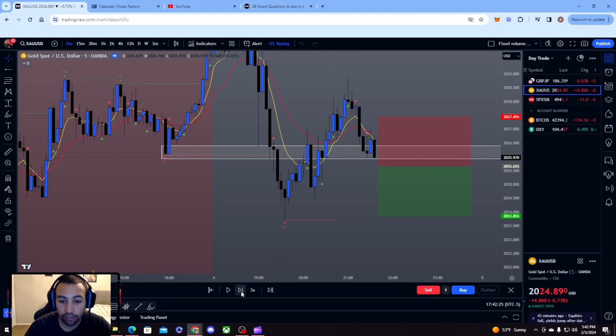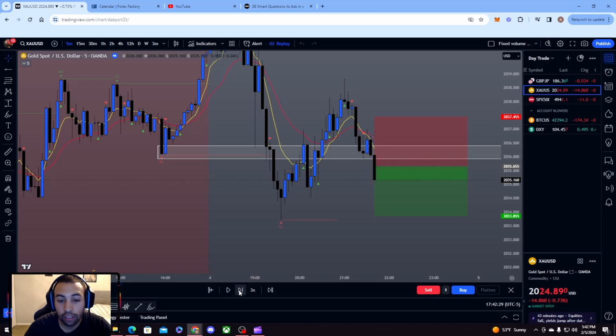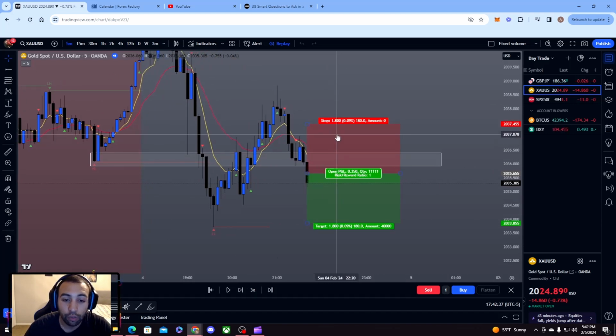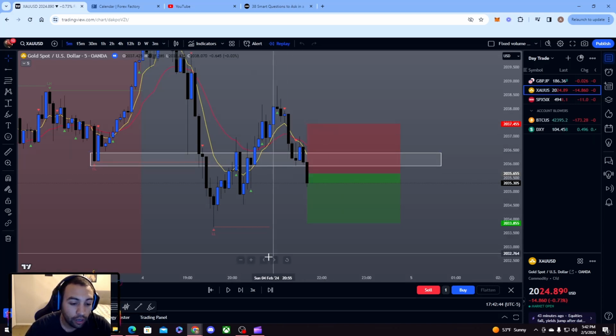So I'll play the next candles for you. Still haven't gotten triggered into the trade. All right, so that candle right there, that's my trigger candle. Now I am in this trade. Okay. And I just went for a 1-to-1 risk reward ratio, 18 pips for 18, right? 1-to-1. So yeah, now that I'm triggered into the trade, let's see what happens, right?